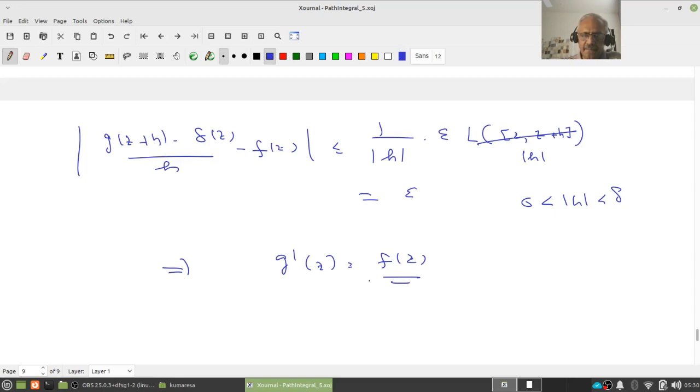So what we have shown is: if f is a continuous function on the connected set U, and if the integral of f over any closed path is 0, then f has a primitive. How do I find the primitive? It's very simple. Form the indefinite integral, but the indefinite integral is not along an interval but along a path connecting, fix a point A, connected to z. Okay, right. So please learn these things.